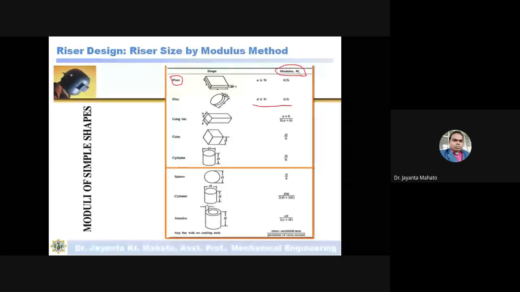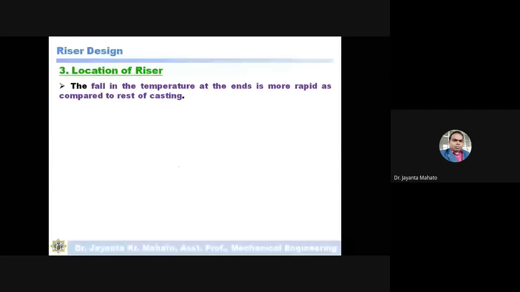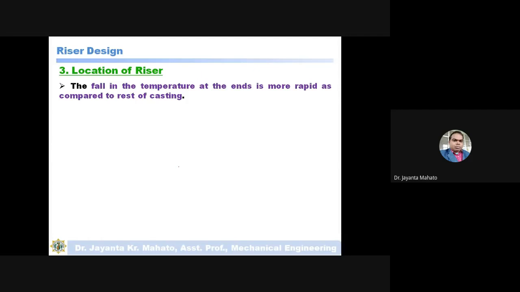Now, the third one is the location of the riser. So, at where the riser location is suitable. This will also depend on the solidification rate. The fall in temperature at the end is more rapid as compared to the rest of the casting. Okay, so at the end, the solidification rate is higher compared to the rest of the part.